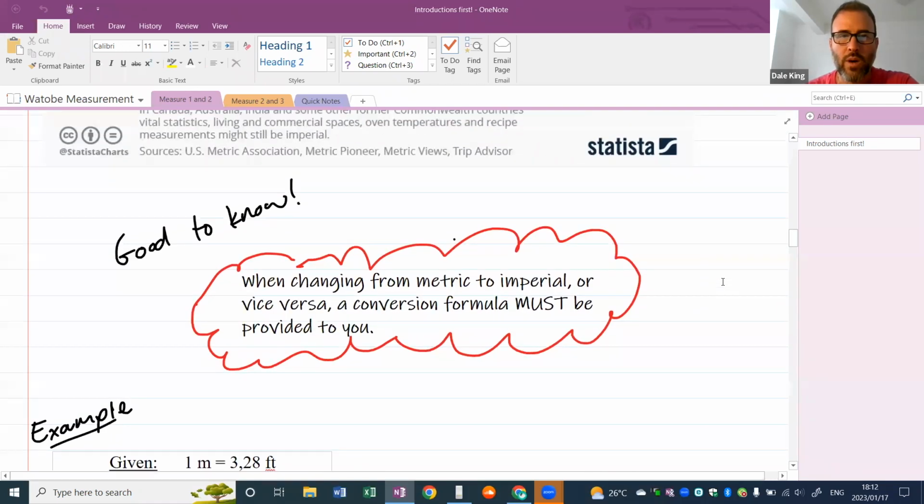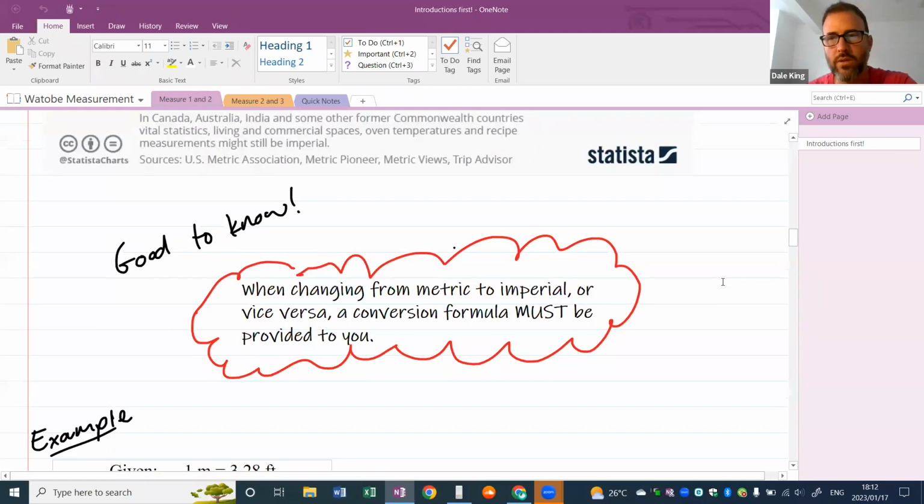Okay, what is good to know for all of us doing math literacy is that when, in an exam, we have a question where the question is given in one system and we have to convert to the other, they have to provide a formula for you, okay? You are not expected to know and memorize the conversions from the one system to the other, metric to imperial or vice versa. They give us the conversion formula, which is very good to know. That's the good news, okay?